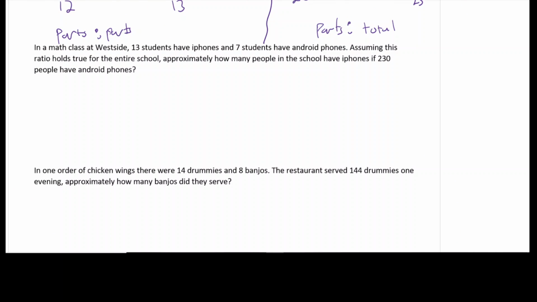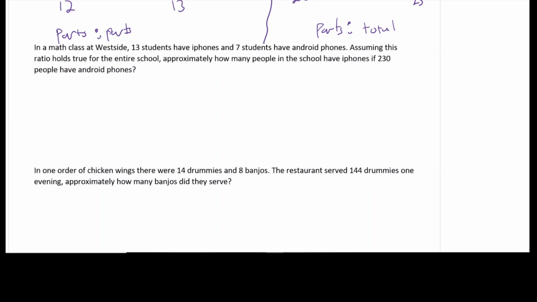In a math class at Westside, 13 students have iPhones and 7 students have Android phones. So those are both parts. The total there is 20. We might not need the total though, so let's see. Assuming this ratio holds true for the entire school, approximately how many people in the school have iPhones if 230 people have Android phones? So just to recognize the pattern in the starting information, we've got 2 numbers giving us this starting ratio, 13 to 7.